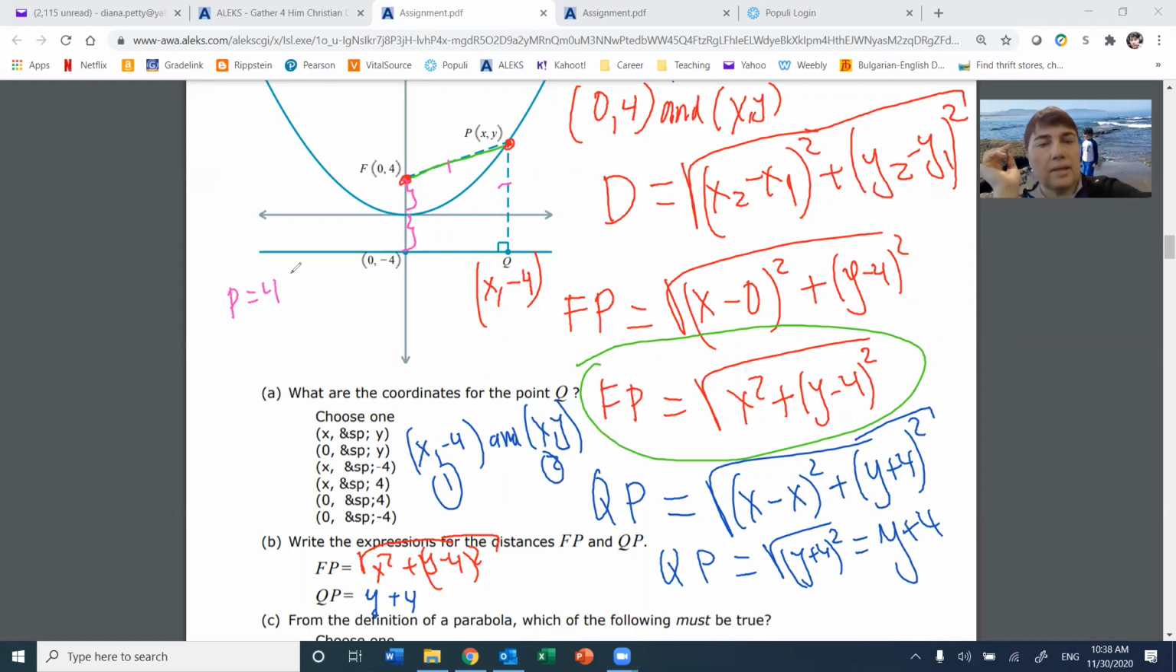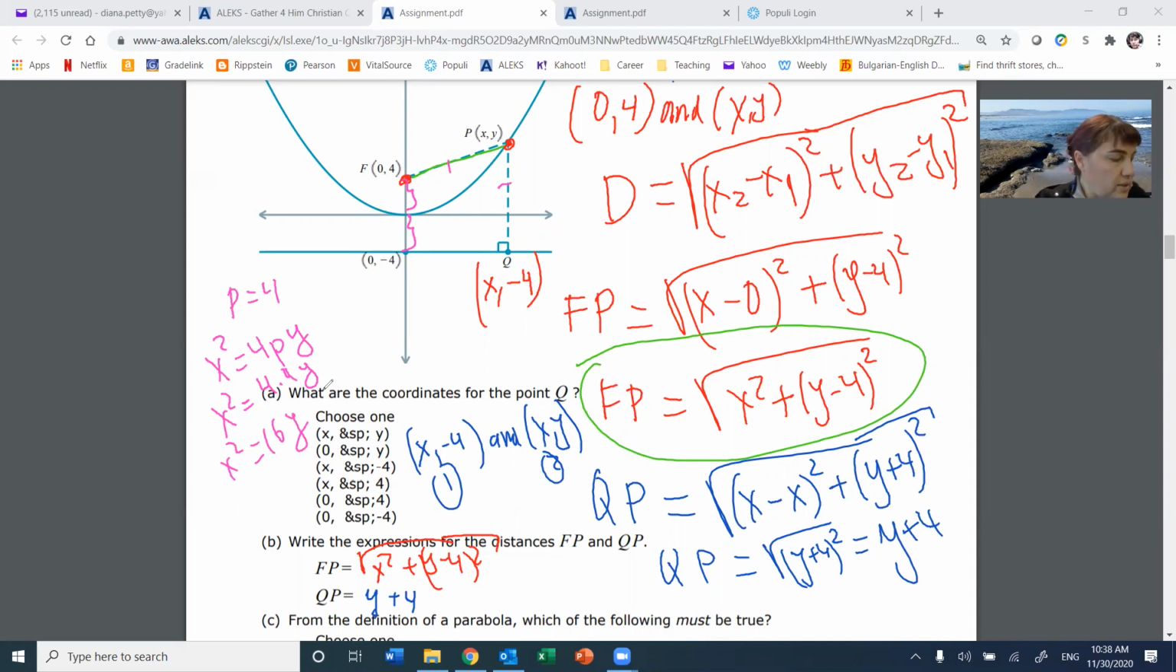So they're asking you to write the equation of the parabola, solved for x squared. So the equation of the parabola would be x squared equals 4py, right? This is the definition. So then you can just say x squared equals 4 times 4y, or x squared equals 16y. So this is the equation of the parabola.